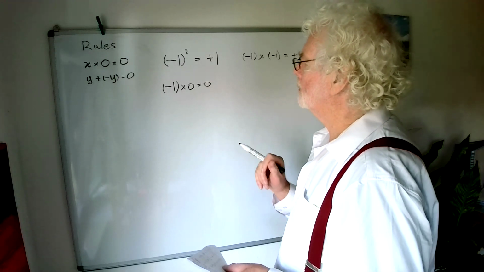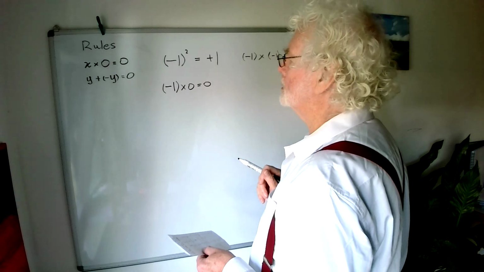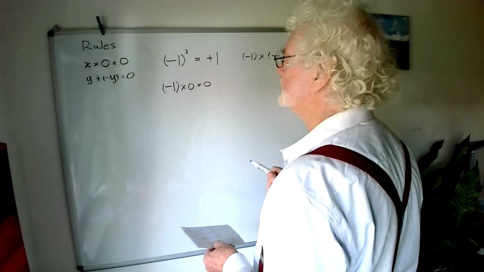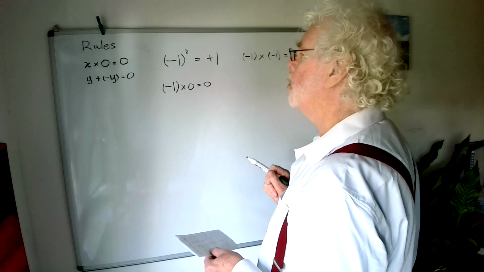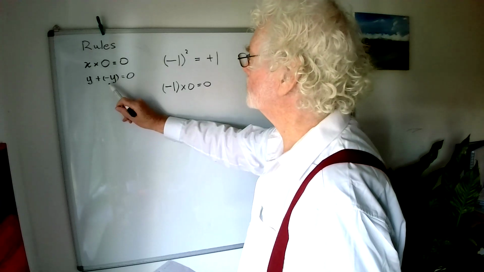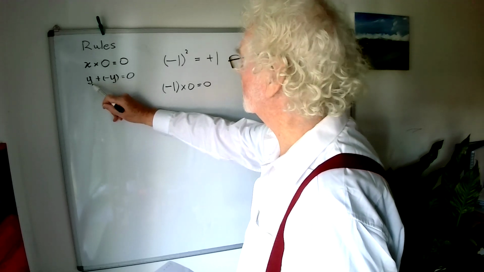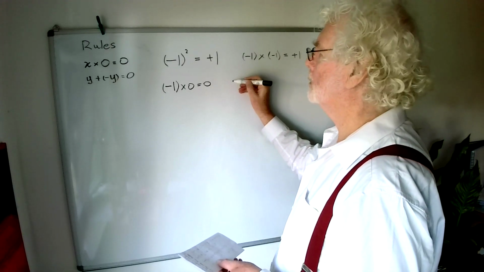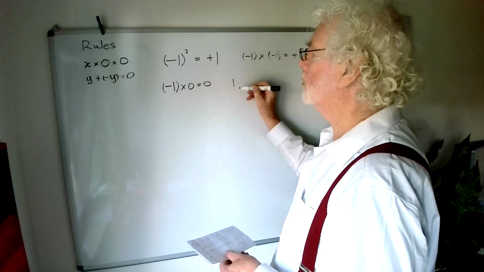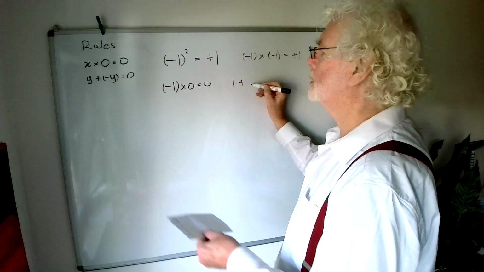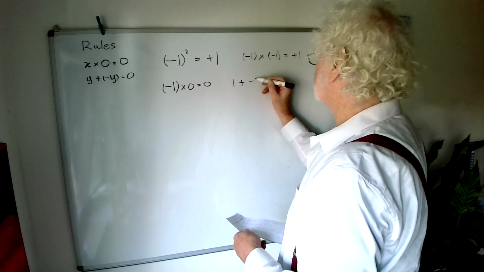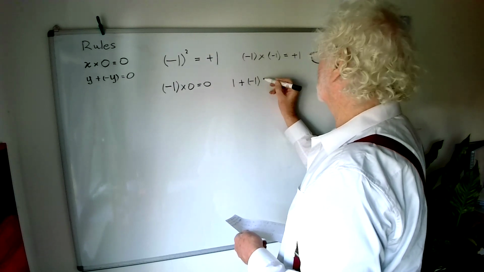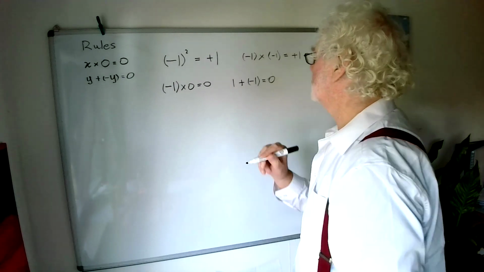And then I'm going to say, if we insist that this works for 1, y equals 1, we have, I'll write that now, 1 plus minus 1 equals 0.